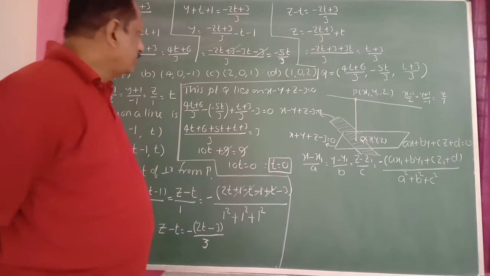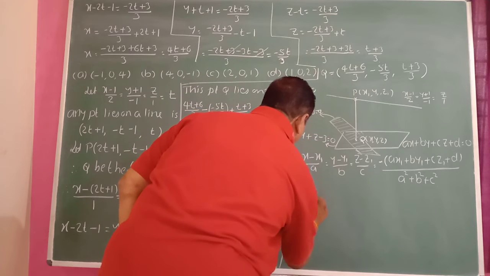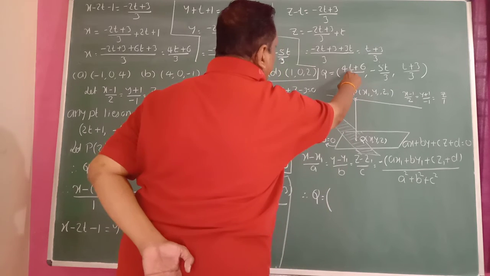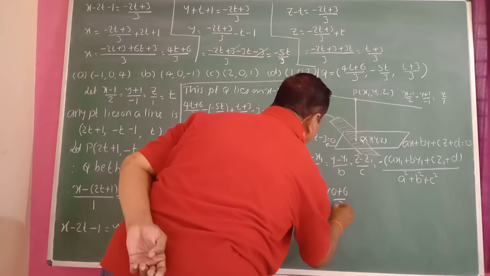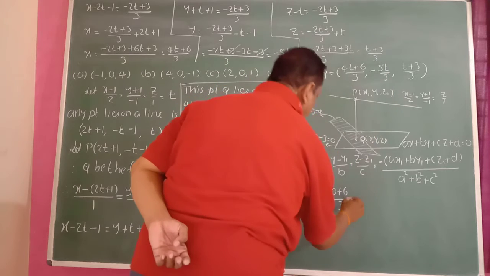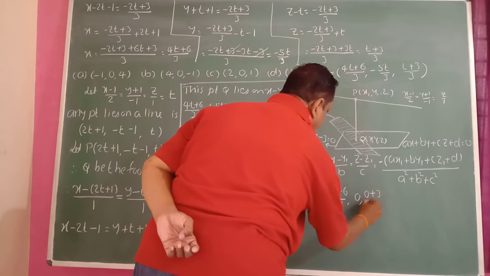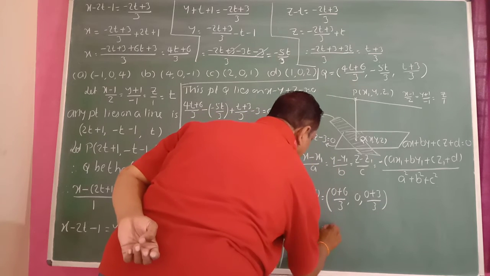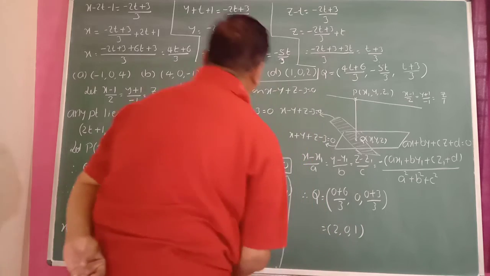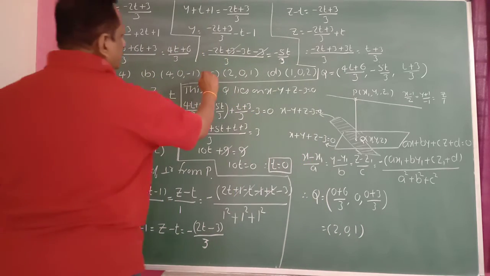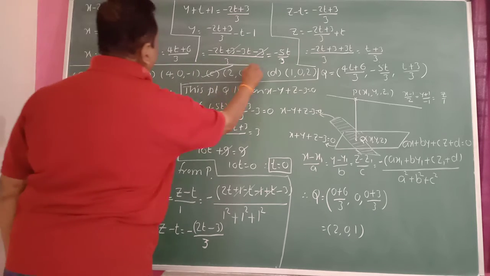Put t is equal to 0 in the coordinates of Q. Therefore Q becomes 0 plus 6 divided by 3, then 0, then 0 plus 3 divided by 3. So 6 upon 3 becomes 2, 0, and 3 and 3 cancel, remaining is 1. So (2, 0, 1) means C is the answer. So C is the correct option here.